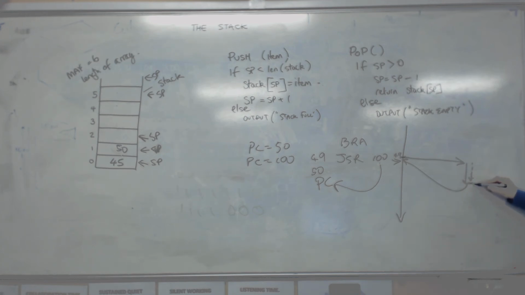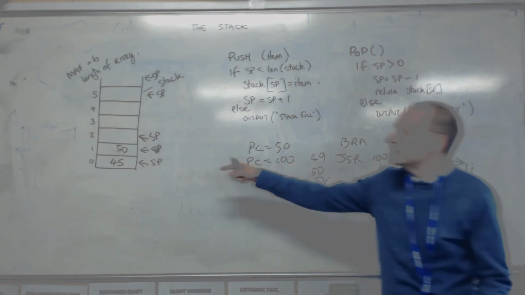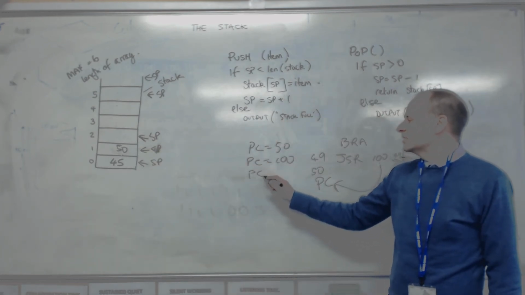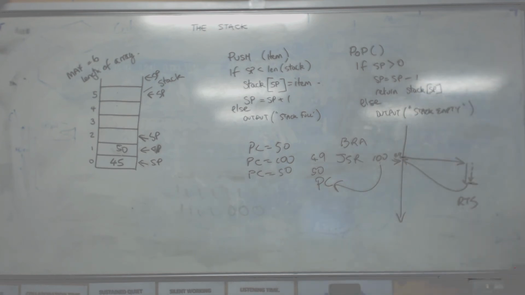When it gets to the return line, all we've got to do is say pop. And most assemblers will have an instruction, return from subroutine. And all that does is say, okay, take whatever's on top of the stack. So in this case, drop the stack pointer, read the 50, and put it into the PC. Start the fetch execute cycle again, and the CPU just dumbassly carries on executing, and it's back to our original program.